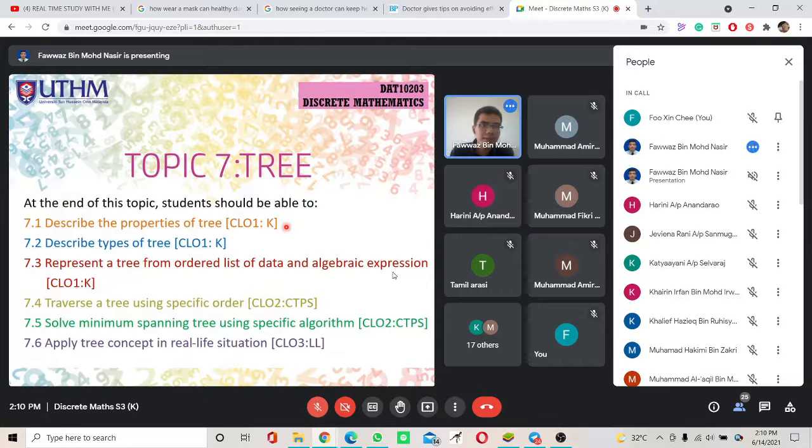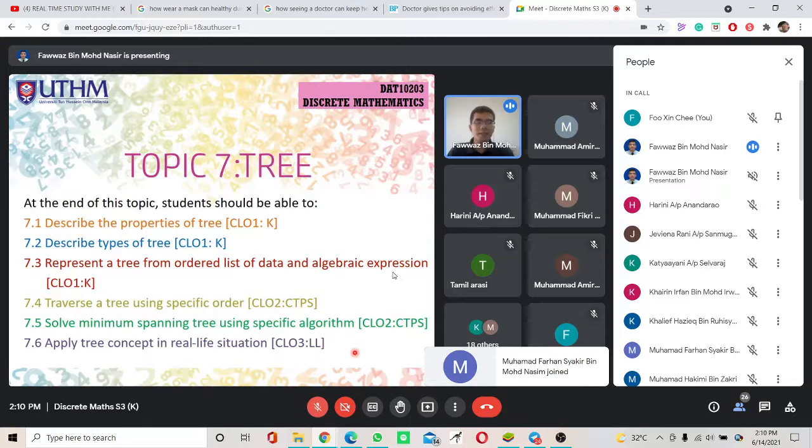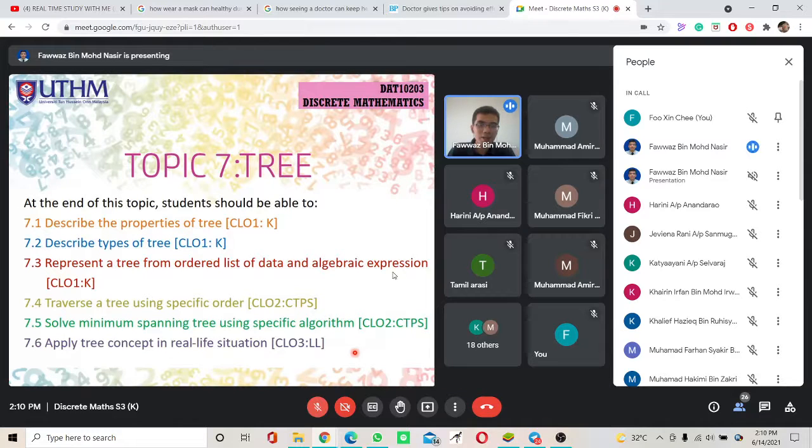as a tree. Okay, then subtopic 2 will describe the types of trees, represent a tree from an ordered list of data and algebraic expression, traverse a tree using specific order, solve minimum spanning tree using specific algorithm. So we'll look at 2 different algorithms to solve the minimum spanning tree. And lastly, to apply the tree concept in real life situation. So kita akan tengok macam mana actually konsep tree ni digunakan dalam our real life.